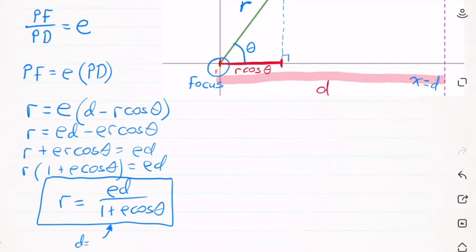If d is a negative number, then the plus sign turns to minus. That's all that happens. So ed over 1 minus e cosine theta puts the directrix on the other side of the y-axis. So it's a minor change.